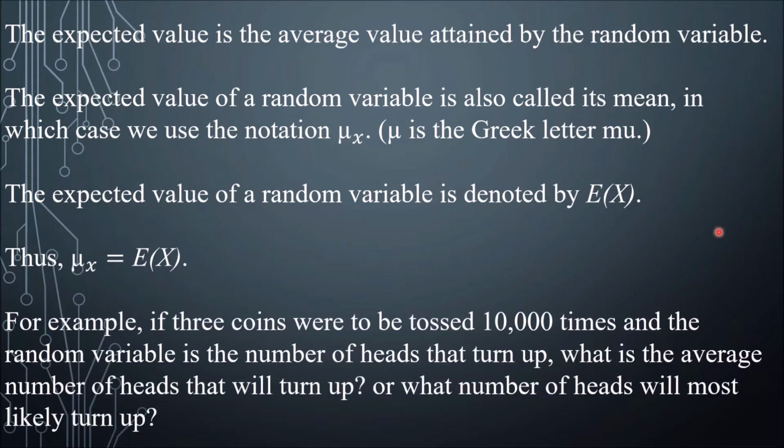For example, if 3 coins were to be tossed 10,000 times, and the random variable is the number of heads that turn up, what is the average number of heads that will turn up? So the answer here is the expected value. Or what number of heads will most likely turn up? So that is what we call the expected value.